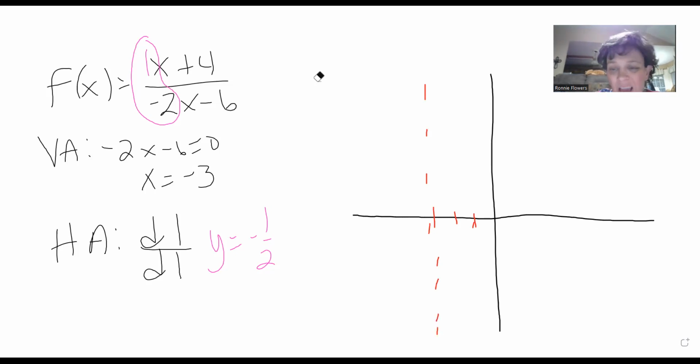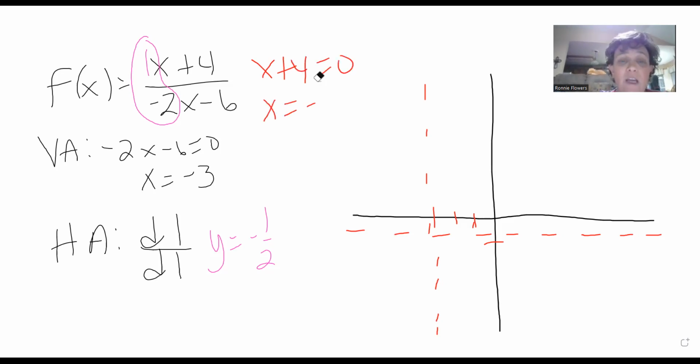And y equals negative 1/2. So if I say that's 1, then we'll just do negative 1/2, like in between that. Okay. And then we know the x-intercept. If I want to, I could set the top equal to 0. That gives me the x-intercept. So x equals negative 4. So I'm going to go where x is negative 4. Okay, x crosses right there. Negative 4, because that's negative 3, right?